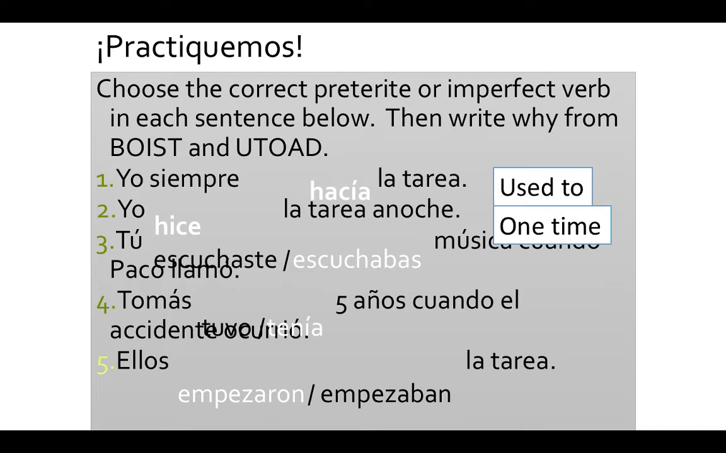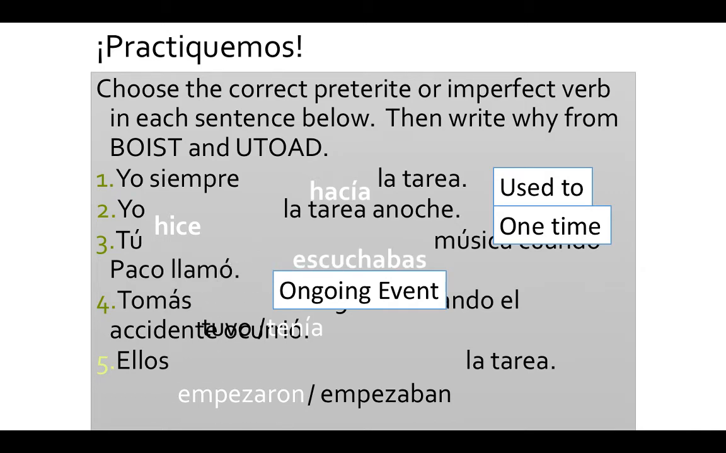Number 3. I don't know what's wrong with me in numbers today. Number 3. Tu blank música cuando Paco llamó. So you blank music when Paco called. You're saying that you were listening to music. So again, was or wereing should be my imperfect option. So I should be using escuchabas here. And it is an ongoing event in this case. It's the ongoing action that gets interrupted. You were listening to music when Paco called.